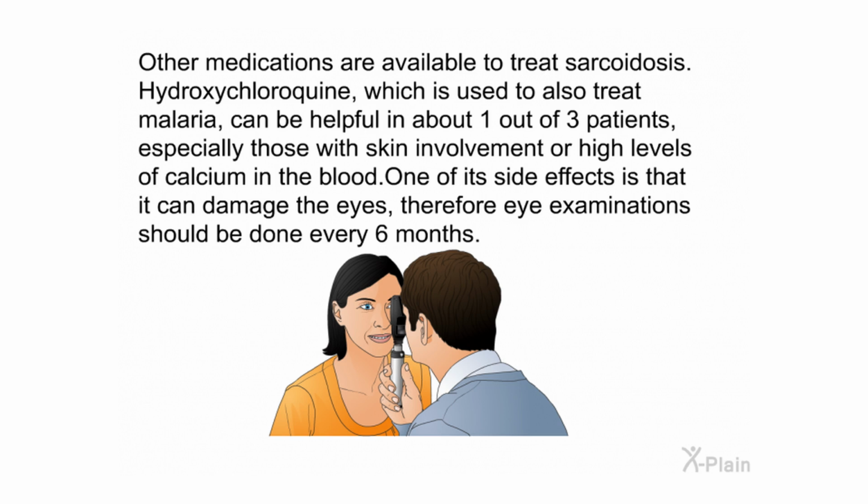Other medications are available to treat sarcoidosis. Hydroxychloroquine, which is also used to treat malaria, can be helpful in about 1 out of 3 patients, especially those with skin involvement or high levels of calcium in the blood. One of its side effects is that it can damage the eyes. Therefore, eye examinations should be done every 6 months.